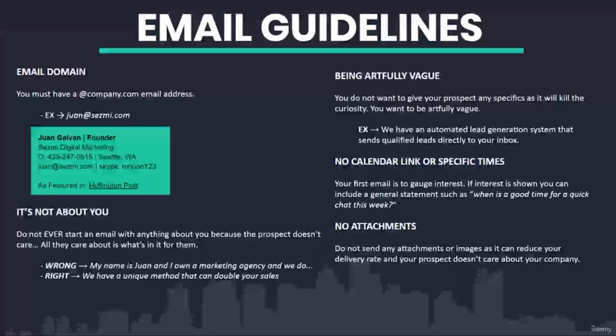You want to have something as simple as this here. You want to have your name, your title, the company, your office number, and then your location, then your email, and then your Skype if you want to have it there. And if you're actually featured in some sort of news publication, we were featured in Huffington Post, so we're using that as credibility, that social proof. If you have that, you can use it, and it definitely adds to the credibility and authority when you're emailing with that on your email there.